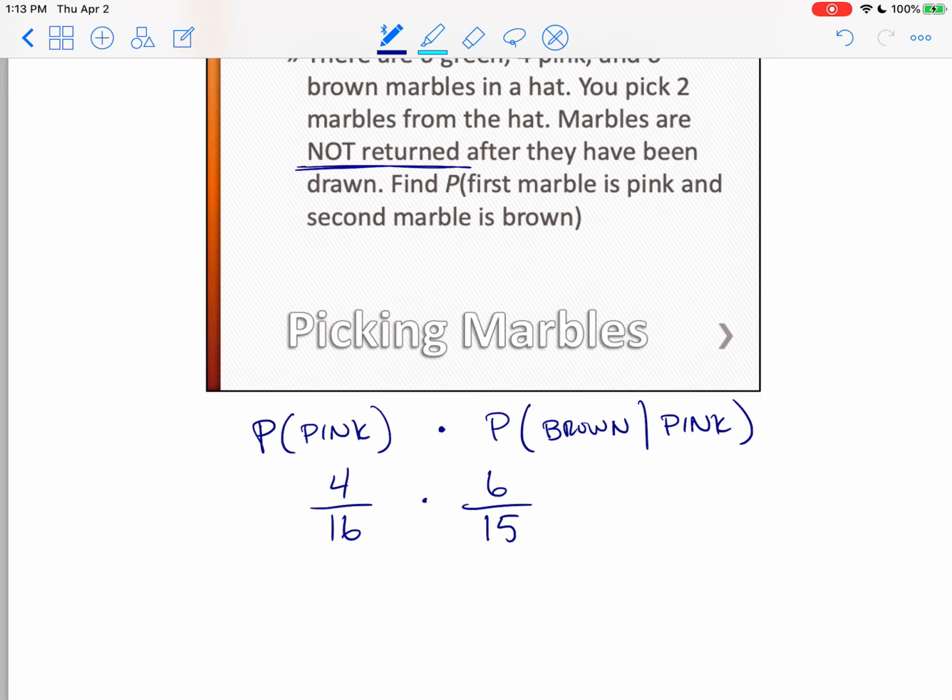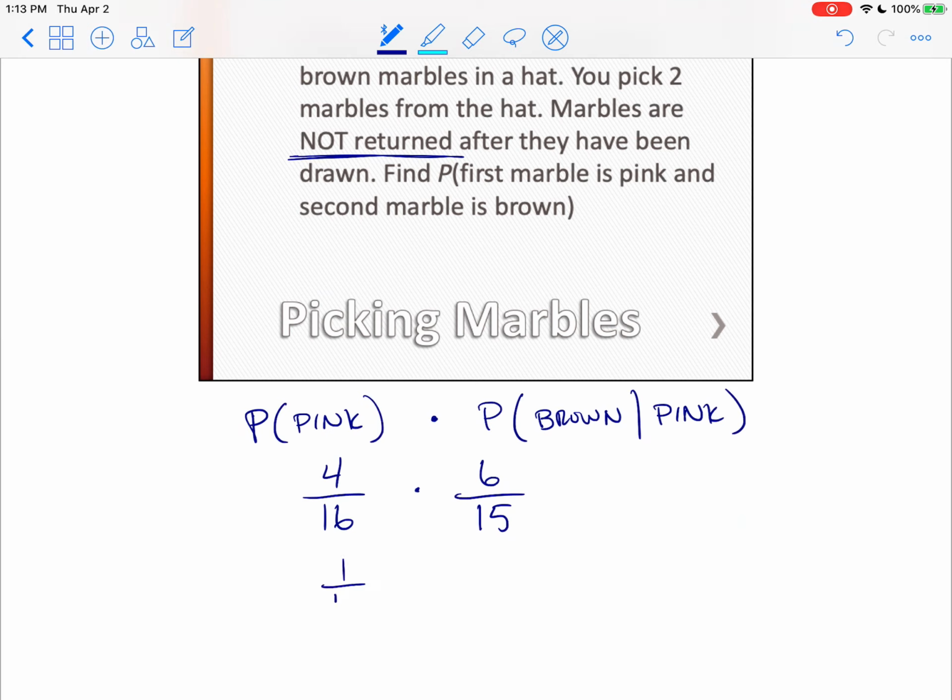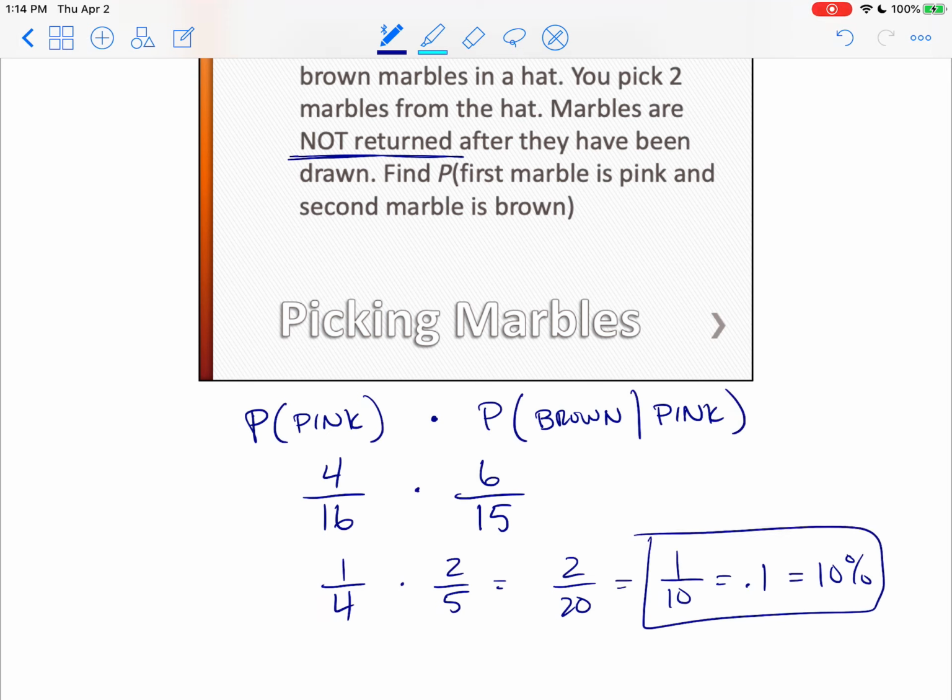Okay, so we multiply these together. Again, this can be reduced to 1/4. If we divide by 3, we get 2 over 5. And so this is 2 over 20, which reduces to 1 over 10, which is 0.1 or 10%. So these are all the ways I could write that answer.